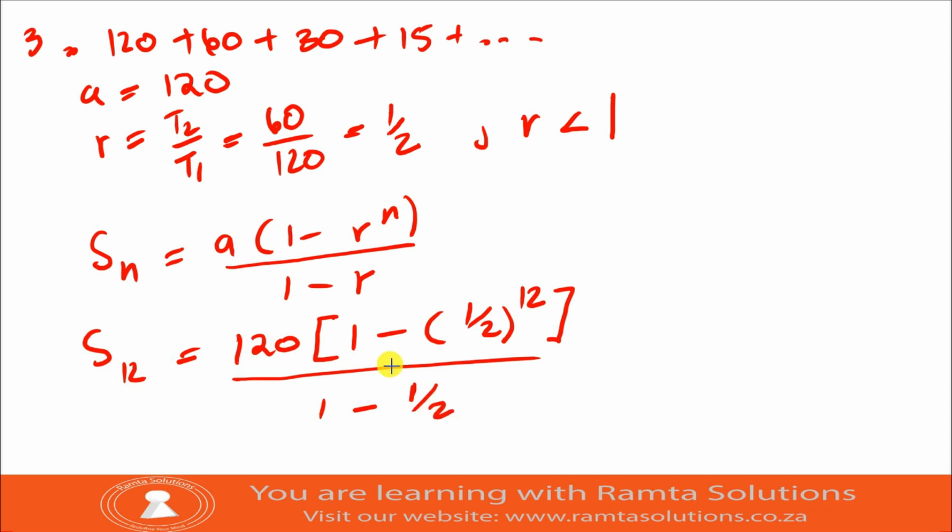So let's see. The answer that I'm getting now is that the sum of terms is 239,94. All right, guys. So this is how you calculate the sum of terms of a geometric series. Okay. All right, guys. See you next time. Bye.